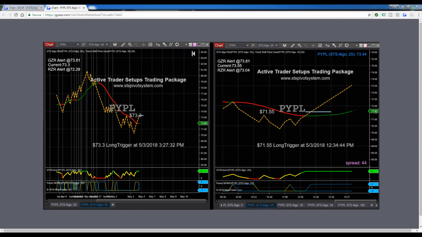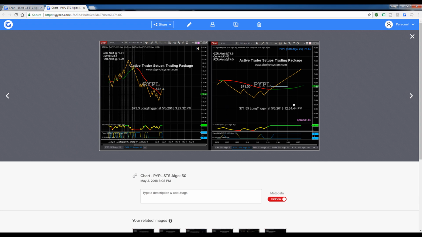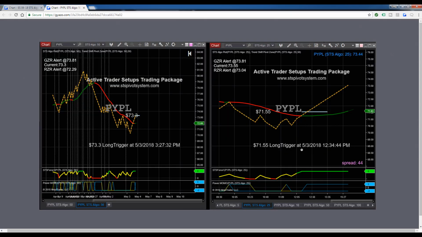Right here is PayPal on our active trader setups trading package. Great breakout today right on the chart before it triggered. This is a little 25 chart. So 50 cents before this triggered, we had a 2X box down here putting this long watch. We had our force indicator in our favor at the time that came up, and we also picked up our momentum with our 2 blue ones as we crossed over. That's what we like. 71.55 gave a $2 intraday trade.